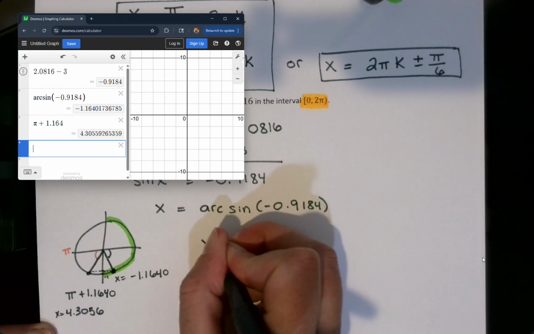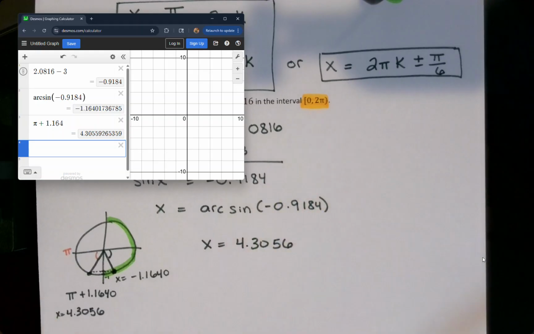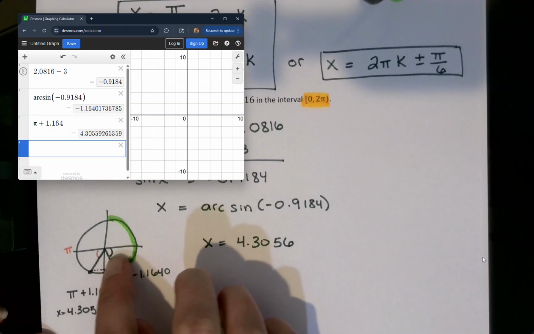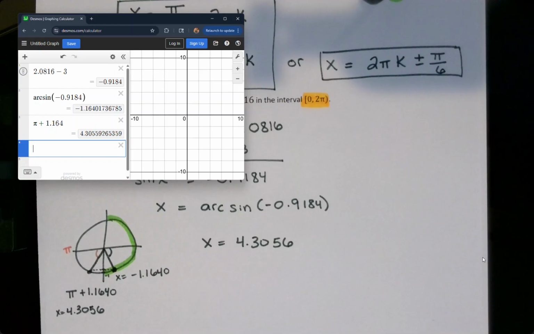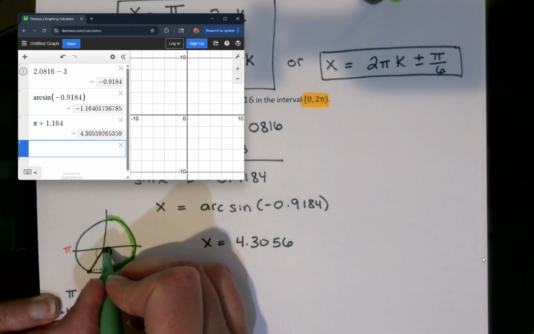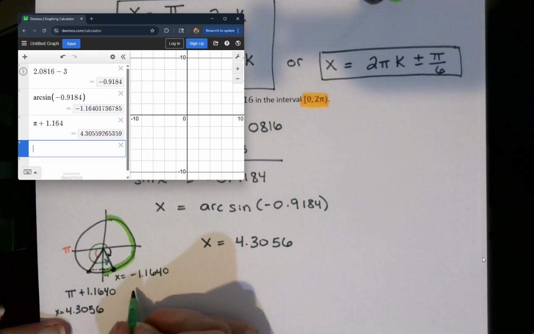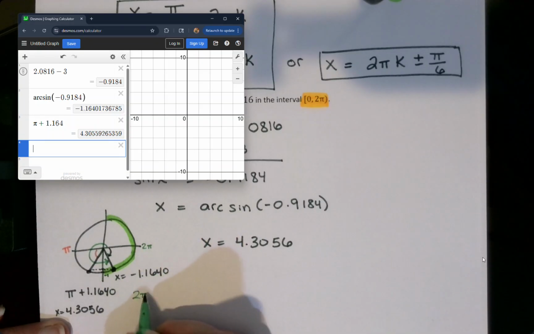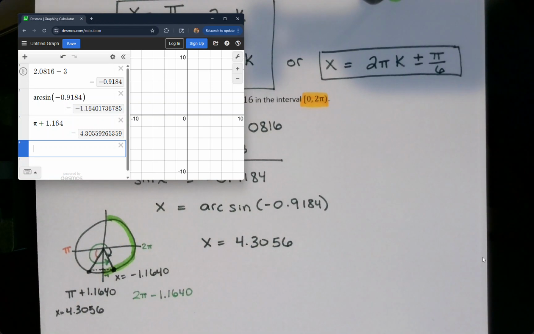So one of my answers for x is 4.3056, and the other one, remember we got this angle right here, but that is the negative orientation for this angle, and I need both of my answers to be framed in terms of their positive orientation. So I need to look at the angle here instead of here. To find that angle, I need to find out the angle that is short from 2 pi by a measure of 1.164. So I need to take 2 pi minus the 1.164.